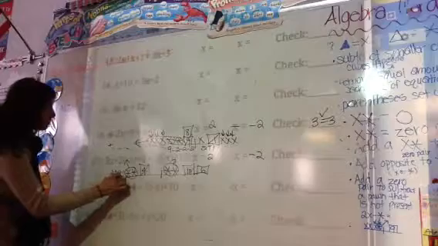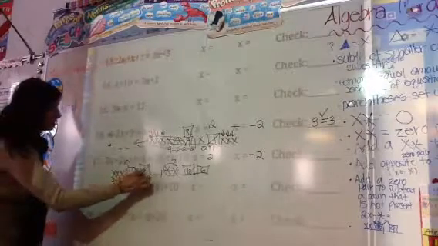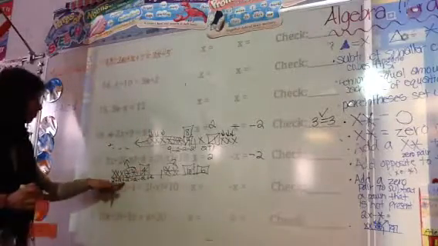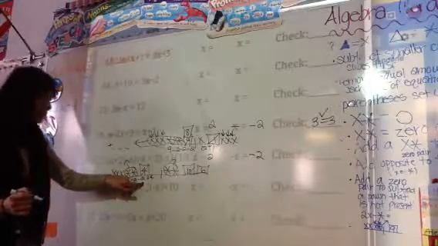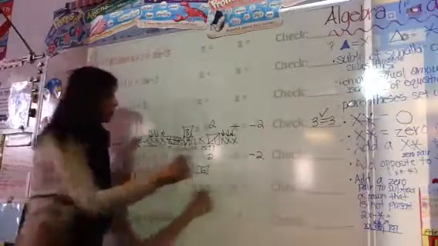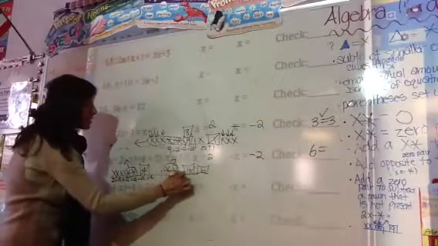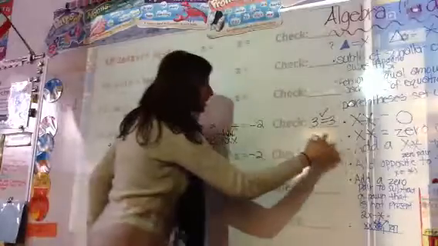Left side, 2 plus 2 plus 2 minus 2 minus 2 plus 4. 2 times 3 is 6, minus 2 is 4, minus 2 is 2, plus 4 is 6. On our right side, 10 minus 2 minus 2 equals 6.